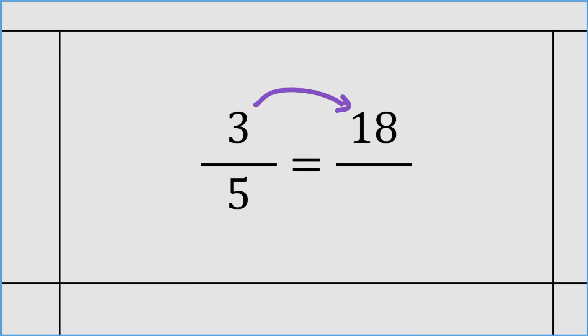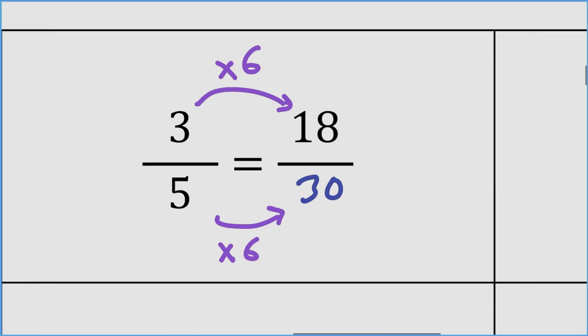What do I need to multiply 3 by to make it an 18? And that is going to be 6. Do the same thing to the 5 below. 5 times 6 is 30. So 3/5, 3 out of 5, is the same thing as 18 out of 30. Those are the same fraction. They have the same value.